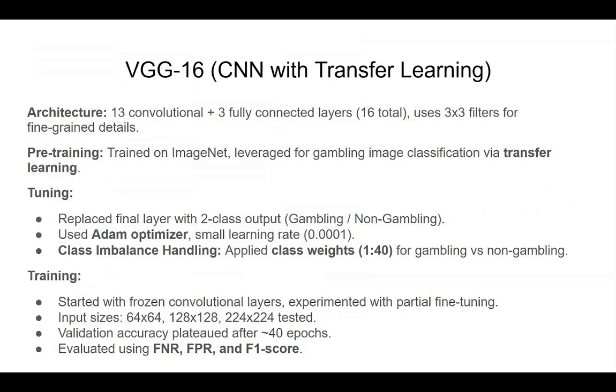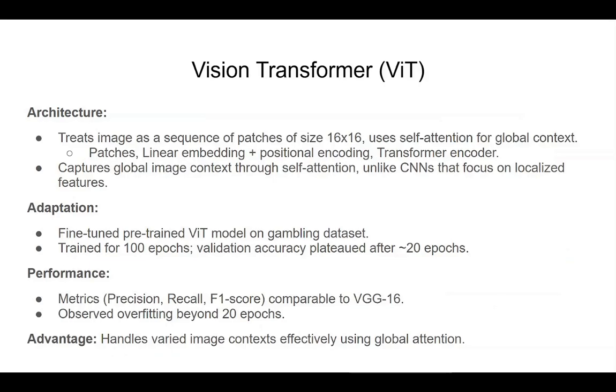Then for VGG16, we tried transfer learning, replacing the final layer, and handled the class imbalance with class weights of 1 to 40 for gambling versus non-gambling. Other details are mentioned in this slide. Similarly, for Vision Transformer, we used the 224 by 224 base model variant, and we fine-tuned on that. I will discuss the performance of the models later in the slides. Other details are mentioned in the slides and paper.